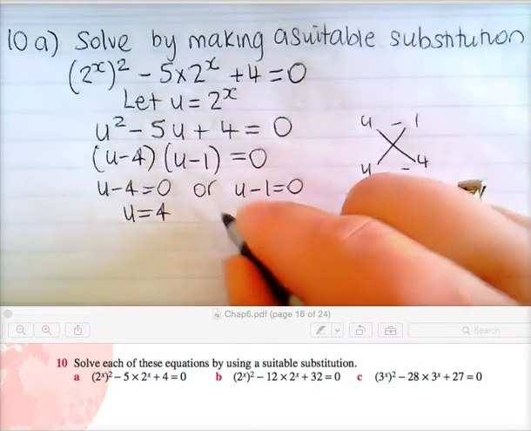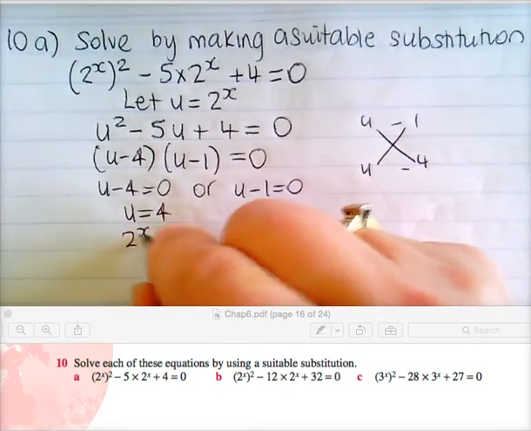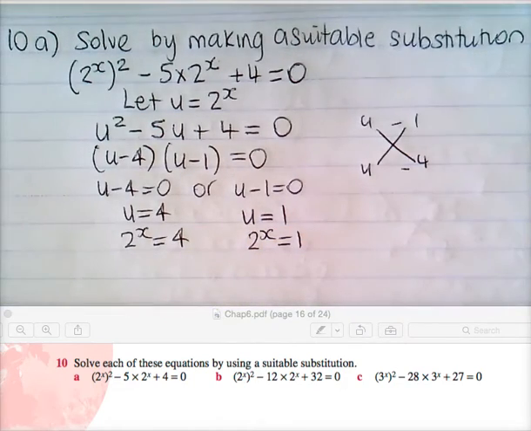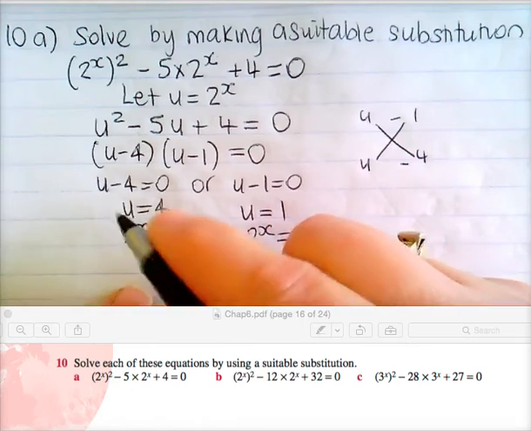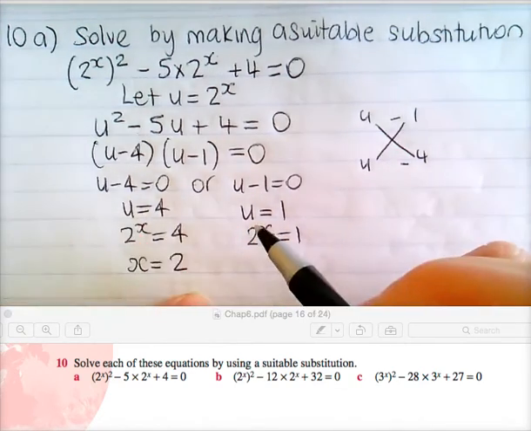Yeah, but girls, the question is not to solve for u, it's to solve for x. So what does u equal? 2 to the x. So 2 to the power of x is 4, or 2 to the power of x is 1. 2 to the power of what? 2 to the power of 0 is 1. 2 to the power of 1 is 2. 2 to the power of 2 is? You do this by just guessing the answer. It's just a power. x is going to be a whole number. So x is 2 because 2 squared is 4.